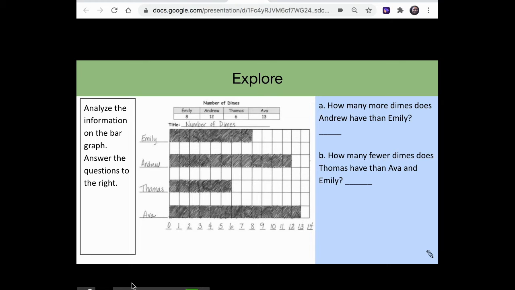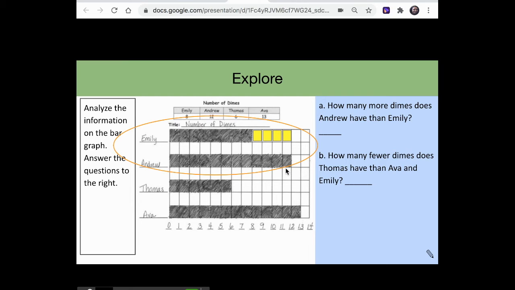Okay, first question. How many more dimes does Andrew have than Emily? Well, to answer this, we are only looking at Andrew and Emily's bars on the bar graph, so only the top 2 bars. I am going to use the same strategy from before. I'm going to count how many empty boxes Emily's bar would need to fill in to be equal to Andrew's bar on the bar graph. So let's see. If Emily had 1, 2, 3, 4 more dimes, her bar on the bar graph would be equal to Andrew's bar.